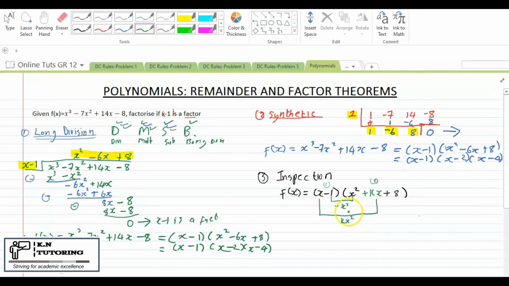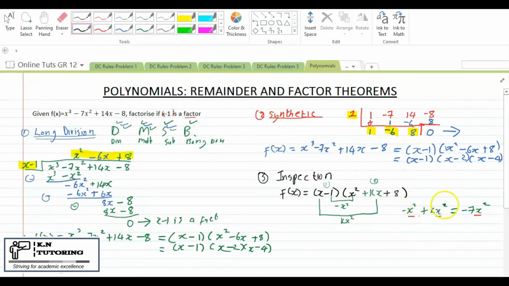Now I have minus x squared plus kx squared. I go back to my original given function to see which term has x squared, and the answer is minus 7. So this is the same as minus 7x squared. So you will see here that minus x squared plus kx squared is equal to minus 7x squared. From here it's just a matter of solving.